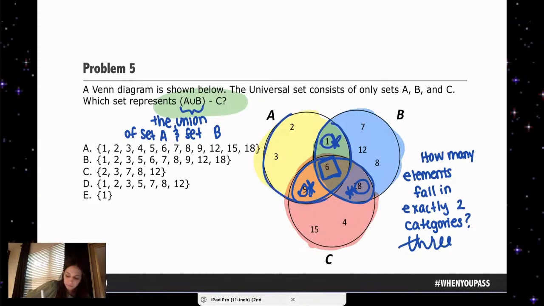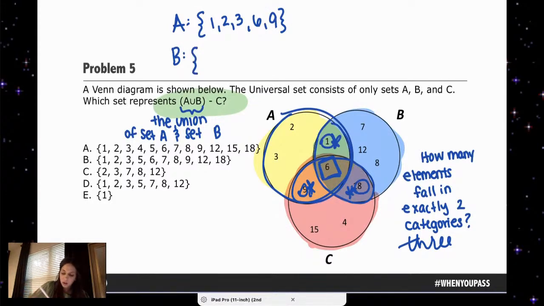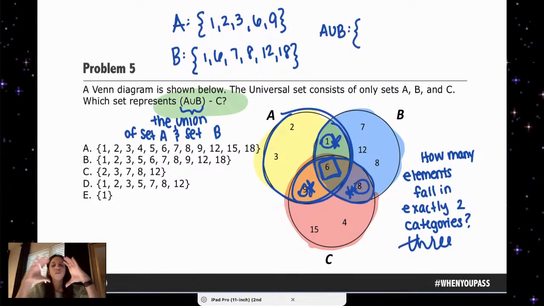A includes 1, 2, 3, 6, 9. B includes 1, 6, 7, 8, 12, and 18. The union of A and B includes everything listed in A and everything listed in B without repeating anything.